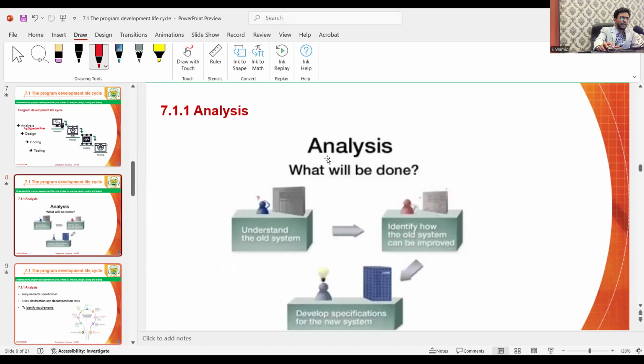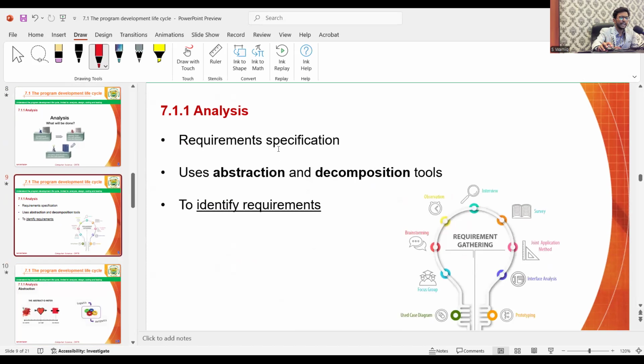Right? Like analysis. What analysis means, what will be done. You are understanding the old system, you are identifying how the old system can be improved, you are developing the specifications for that. Analysis always needs some requirement specification, and it always uses two different tools. The name of the first tool is decomposition, which I have explained to you right now. The second one is abstraction. That is like you have to identify the requirements, right?